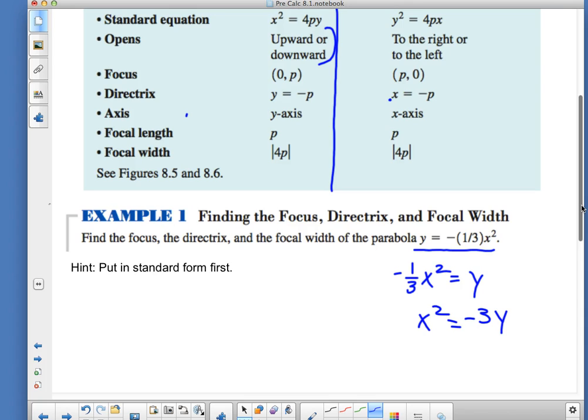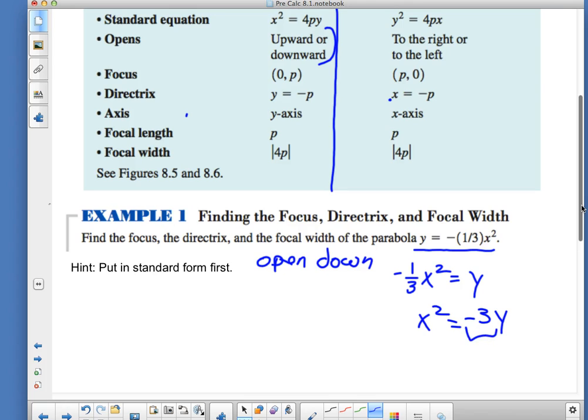Okay, are you okay with what I did to get there? Right now, I know that it's x squared equals 4py. So it's going to be open up or down. And because of that negative, it's going to be open down. Does that make sense? It's because this value is negative.